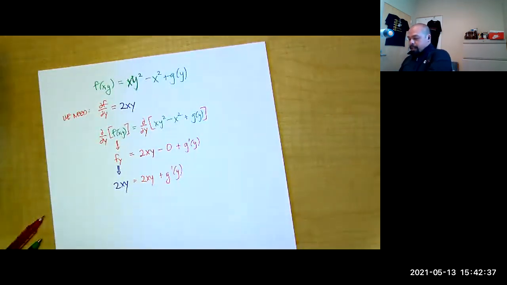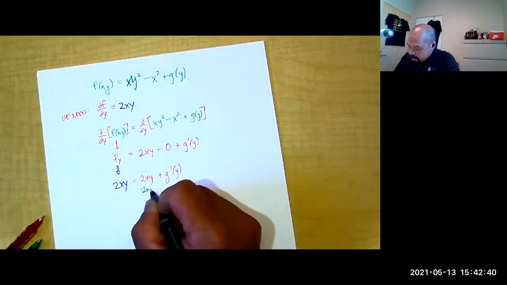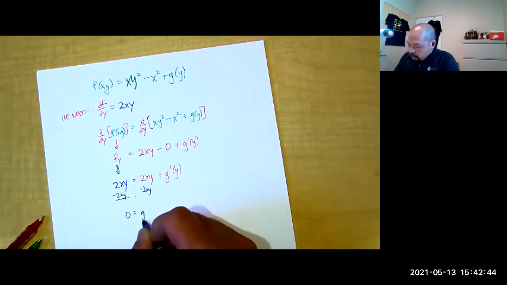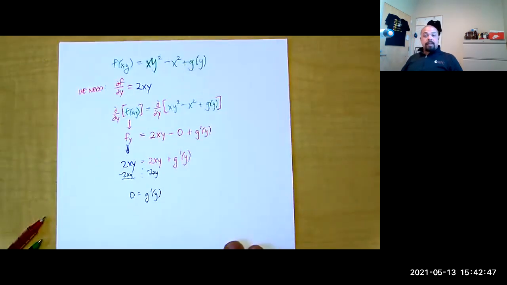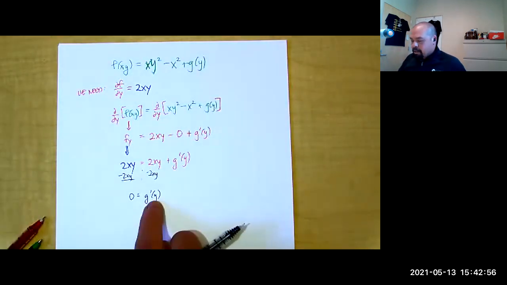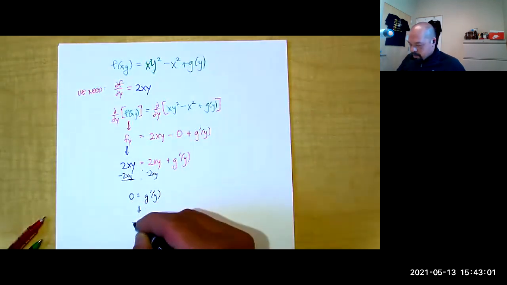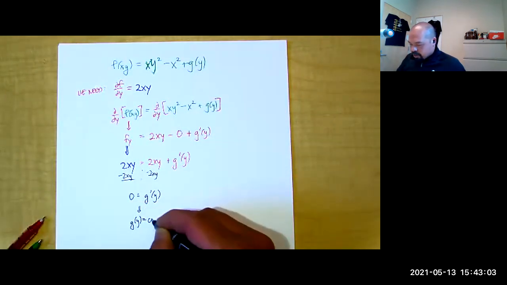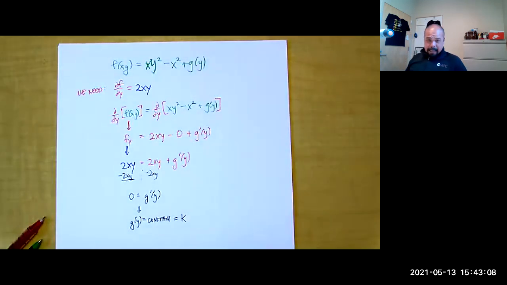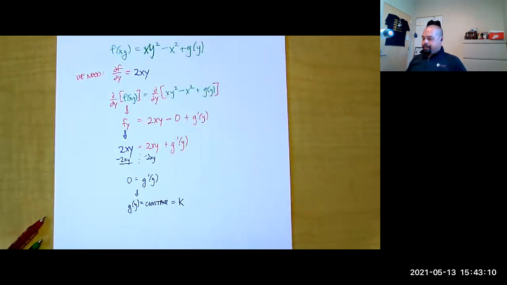And so looking at that expression, we can subtract this over. And so g prime of y must be zero. In other cases, we might get some expression of just y, and we can integrate, okay, and get a value for g. But if the derivative is equal to zero, that must mean that this function is just a constant. K or C, whatever you like.